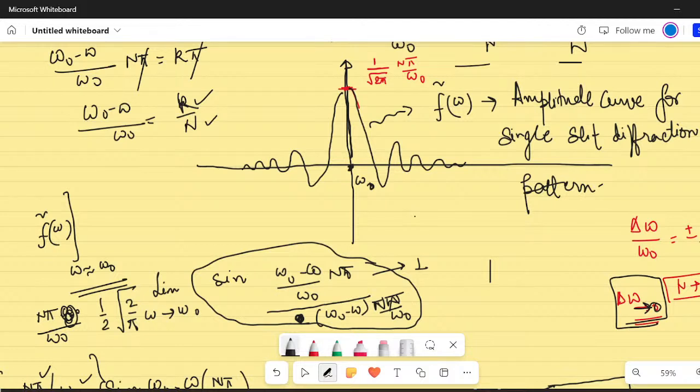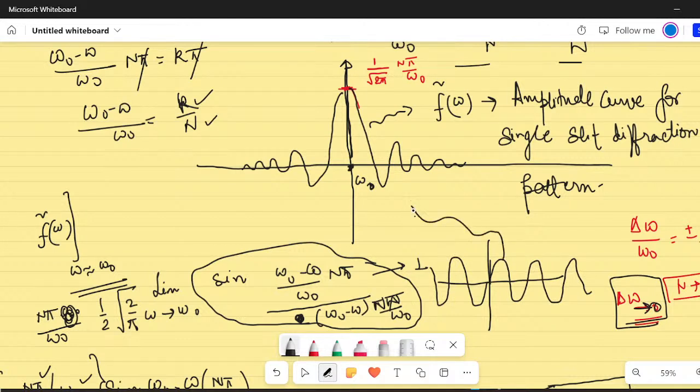So if someone asks you what is the Fourier transform of this finite wave train, if I make a finite wave train, how would it be? This is how it is, the finite wave train. Basically, it is simply a sine function. And if you take the Fourier transform of this particular function, it becomes like this. So this will actually resemble an amplitude curve for the single slit diffraction pattern.